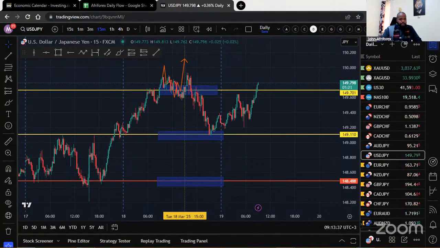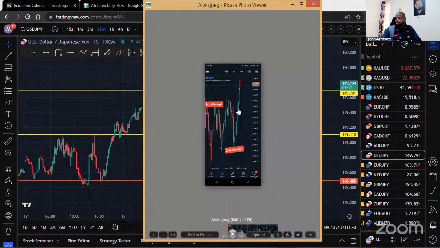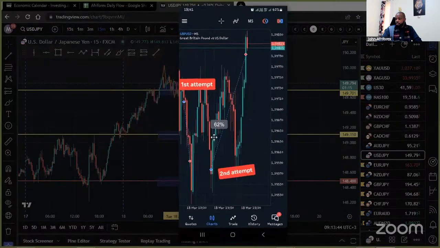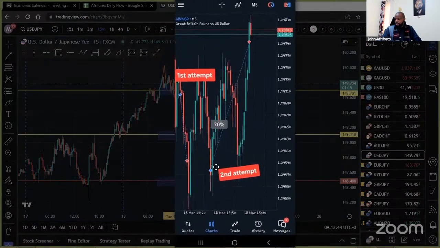So before we jump into the currency pairs for today, let's just have a quick look at some of the screenshots we did get from yesterday's activity. So we'll start off with this one from Alvin. So Alvin, if you're watching, shout out to you. So this is on the Great British Pound against the US dollar.